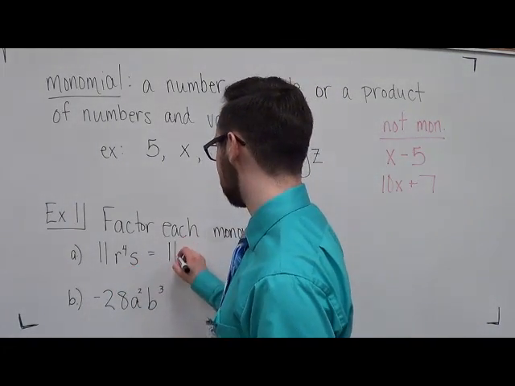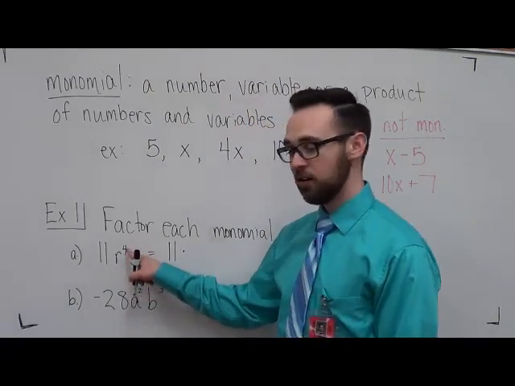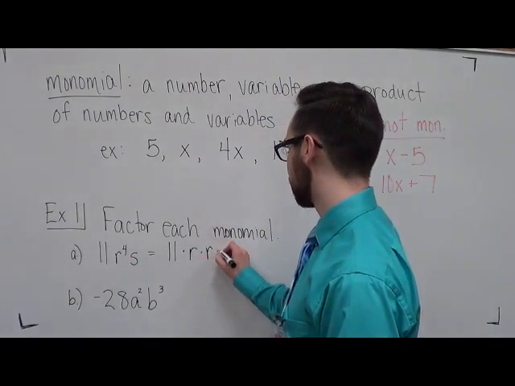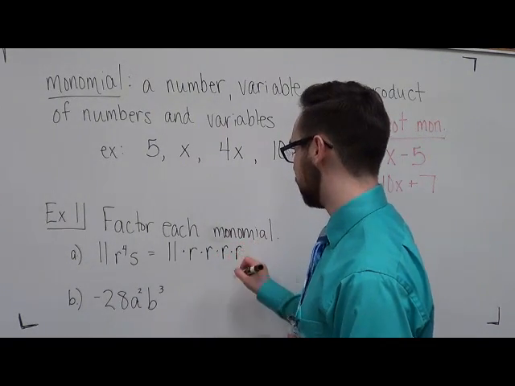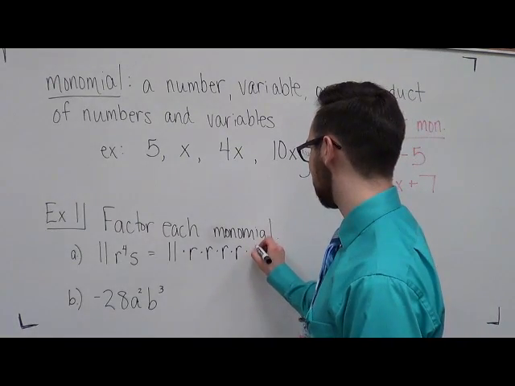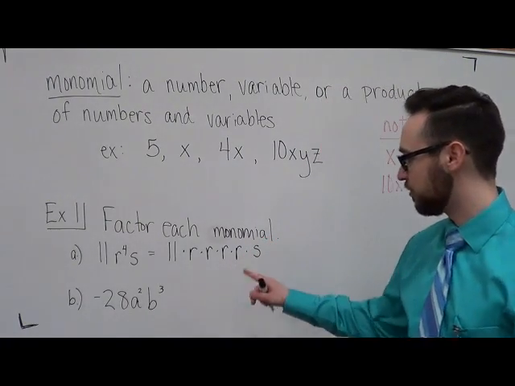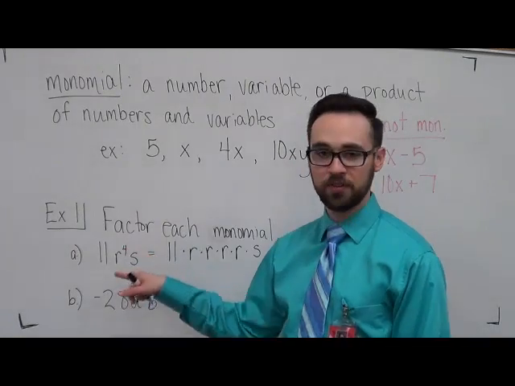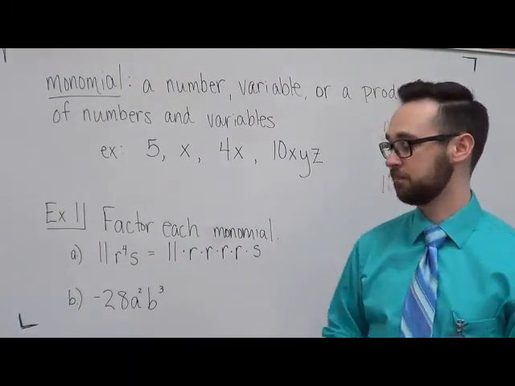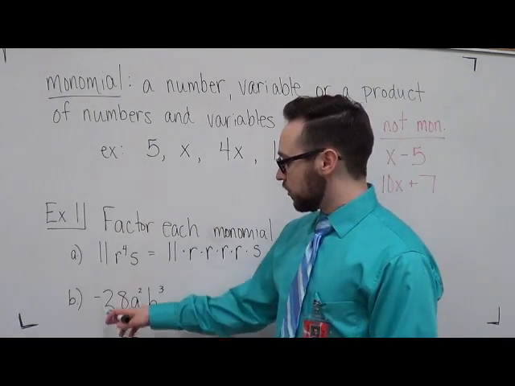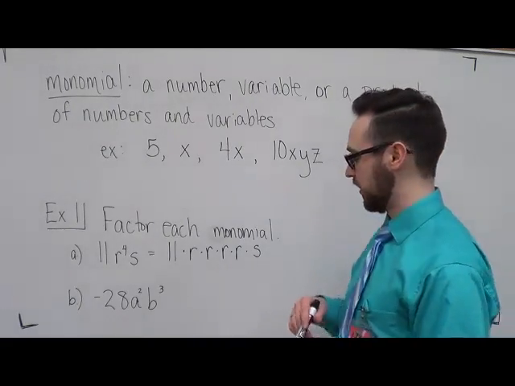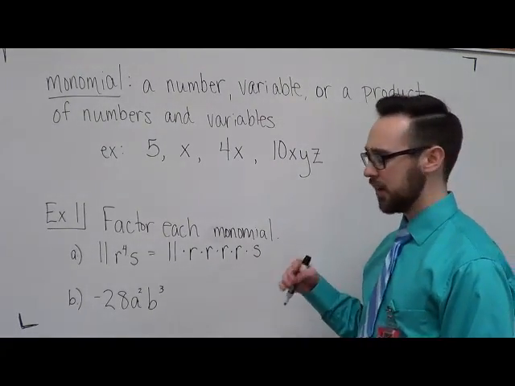We can just write 11 times, and the r is to the fourth power, so we're going to write out r 4 times. So we just break this out into standard multiplication format. And then we just have one s, so we just write an s. So the factor form of 11r to the fourth s is 11 times r times r times r times r times s. So it gets trickier when you have numbers that can actually be factored.